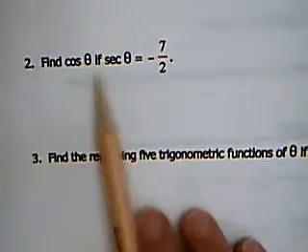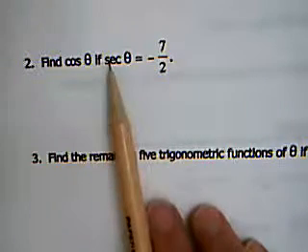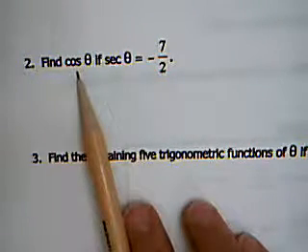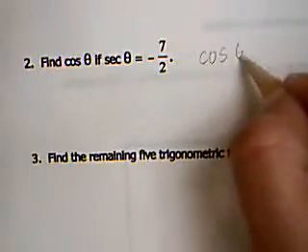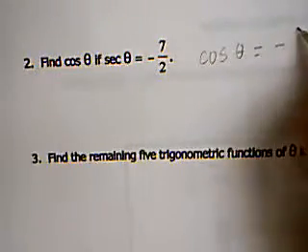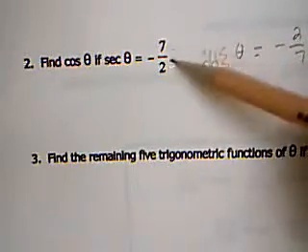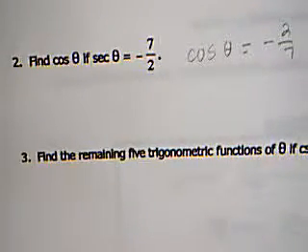Okay, if we know our reciprocal identities, we know that secant is the reciprocal of cosine, so that means the cosine of theta would just be -2/7. Take your reciprocal, but keep the sign.